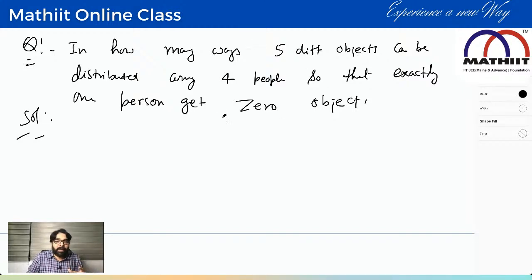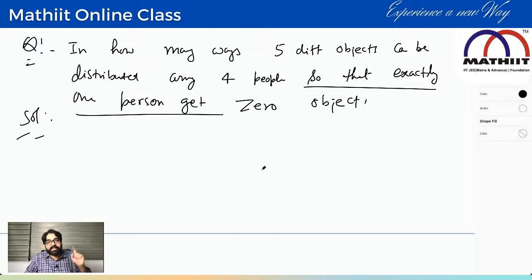5 different objects I have to distribute into 4 people, meaning 4 groups. But there is a line: so that exactly one person gets 0 objects. Exactly one person; they did not say one particular person. So maybe person 1, maybe person 2. First I will select the person who is not getting anything. So 4C1 ways I can select. I got one person. I will throw him out of the door, because he does not have to get anything.